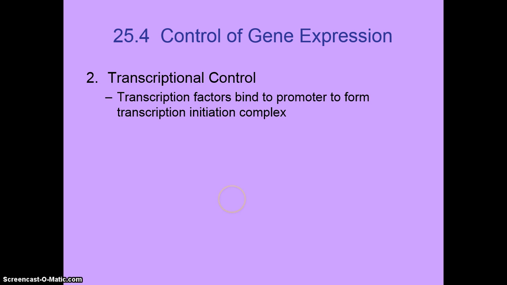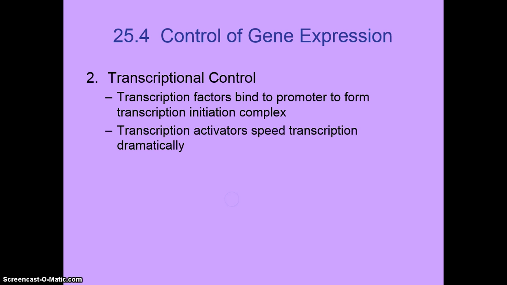Just like in prokaryotes, in eukaryotes, transcriptional control is dependent upon the interaction of proteins with particular DNA sequences. And the transcription factors are going to bind to promoters to form the transcription initiation complex. The transcription activators speed transcription up dramatically by binding to the enhancer.